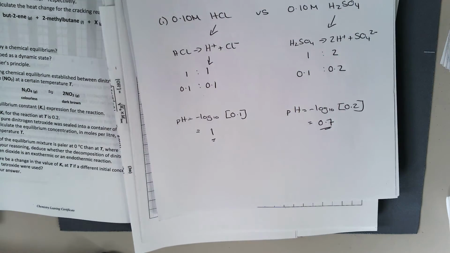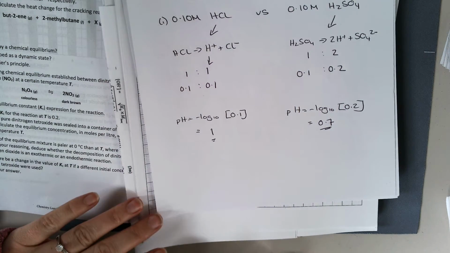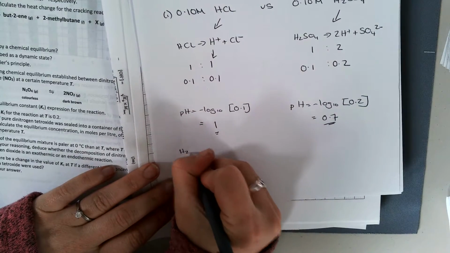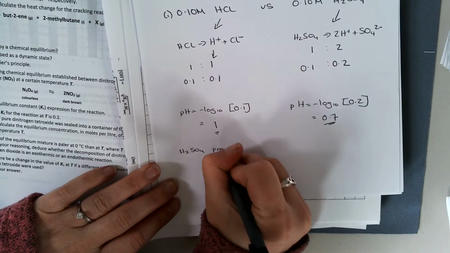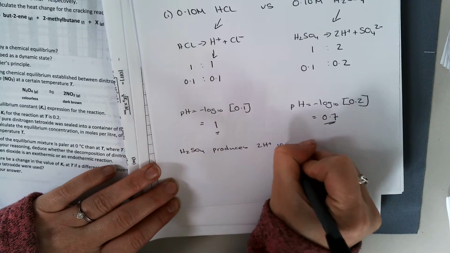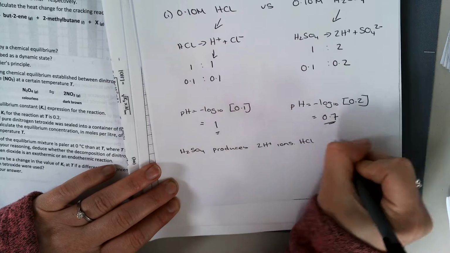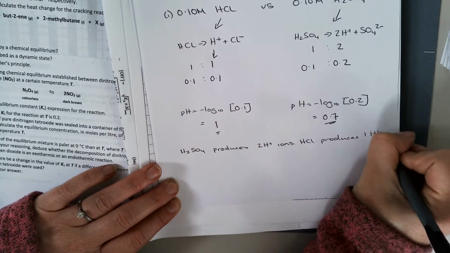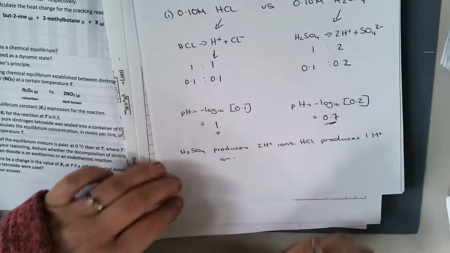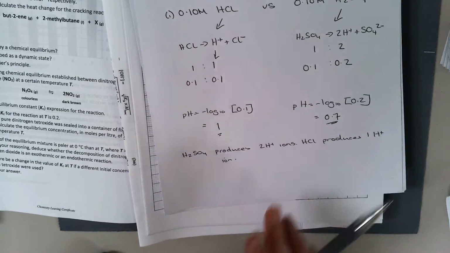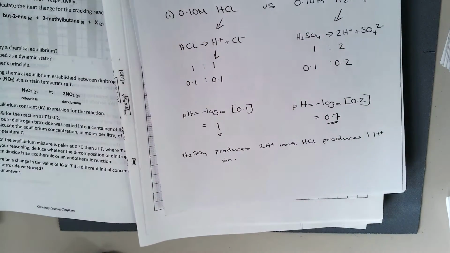The reason why is because H2SO4 produces 2 H+ ions, HCl produces 1 H+ ion. So that's it fully explained there. I would go through your pH equations there.